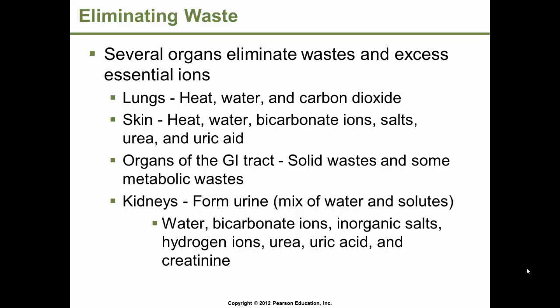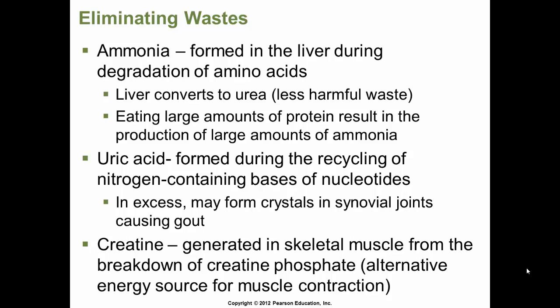The plasma proteins, of course, found in blood, help maintain water balance, to keep water from being drawn from the bloodstream into the cell. The plasma proteins always remain within the blood. Ammonia is formed in the liver during degradation or breakdown of amino acids. Within the liver, it is converted to urea, which is a less harmful waste. So eating large amounts of protein results in the production of large amounts of ammonia.